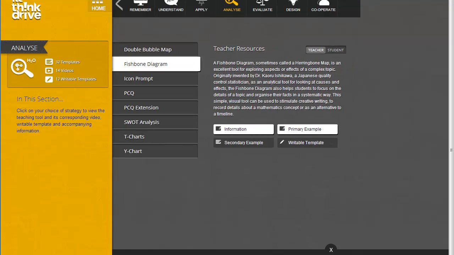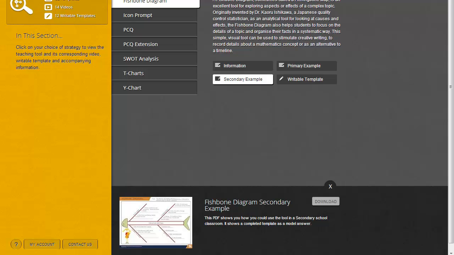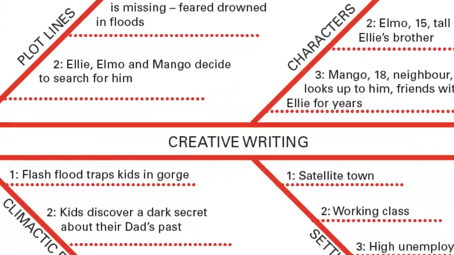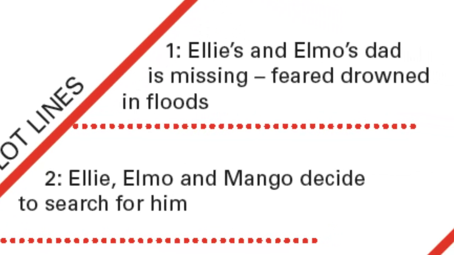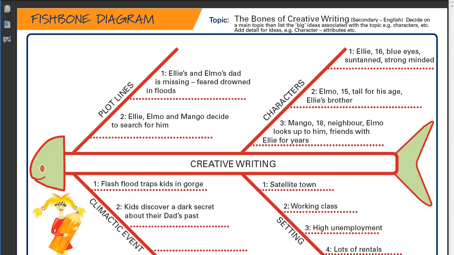Now I can also look at a primary example or a secondary example of those fishbone diagrams. Click on the secondary example, and you'll see again a thumbnail and a download button. So you can see in this example it's got filled in information as per you'd be doing in the classroom. So in the center here we've got the topic, along the large bone we've got the category, which is plot lines, and along these smaller bones we've got the information. You can see that in this example it's just a great way of setting out information, categorizing it, rather than just writing paragraphs and paragraphs of information. You can set it out in dot point form.